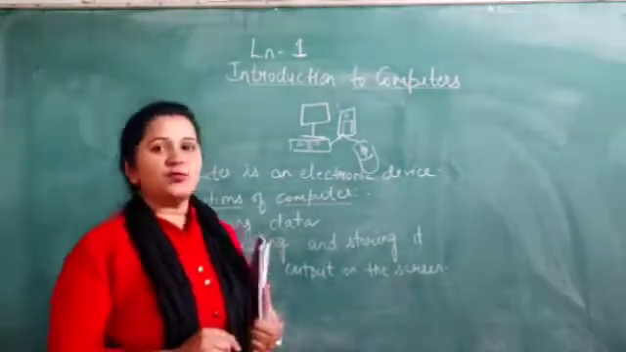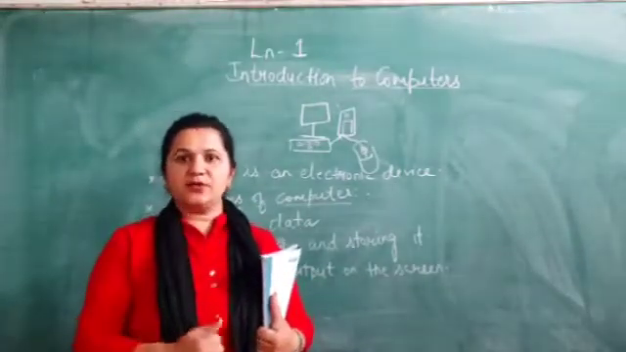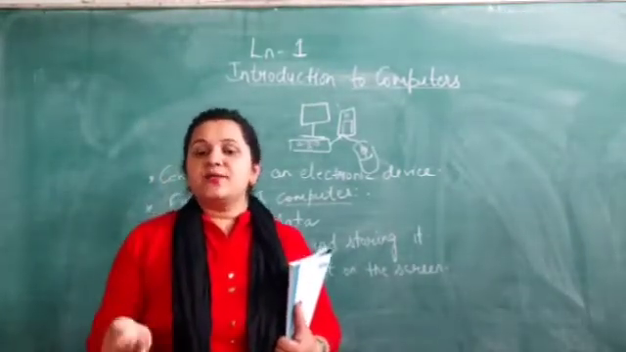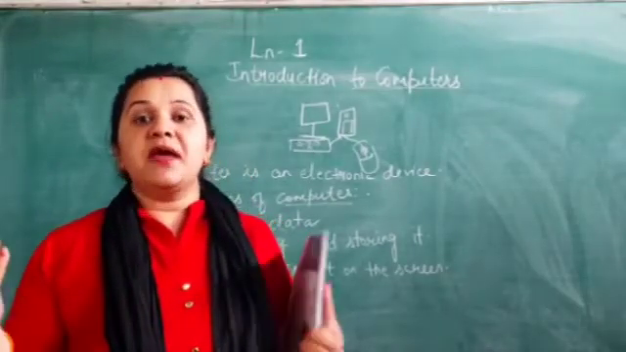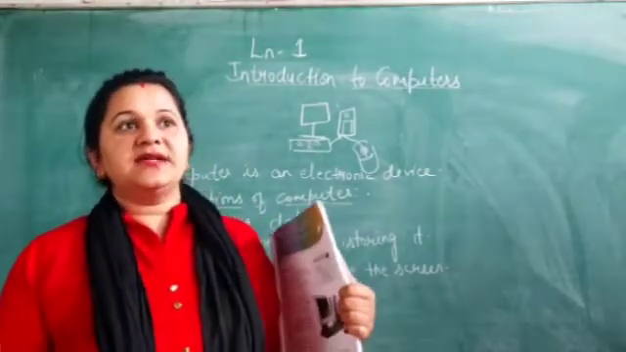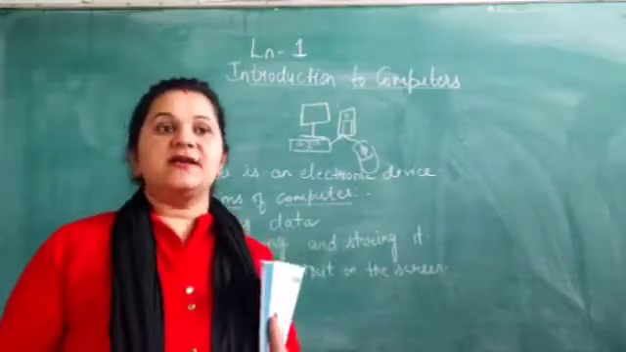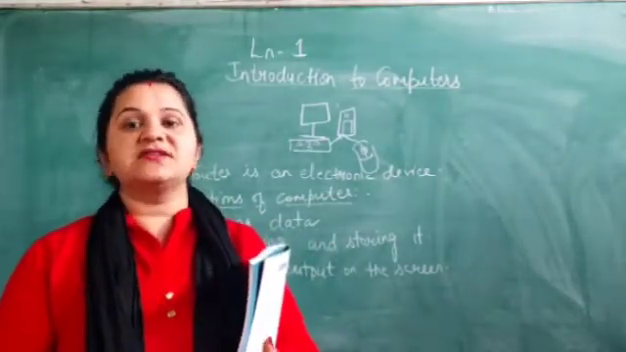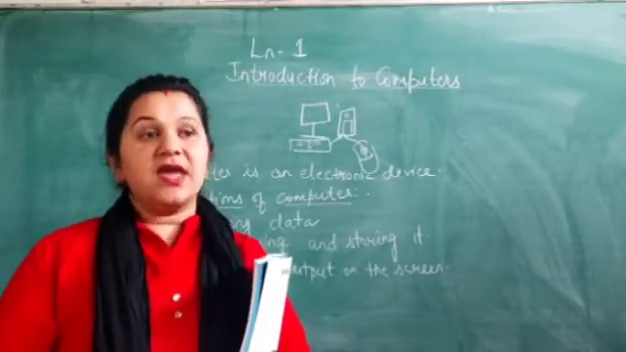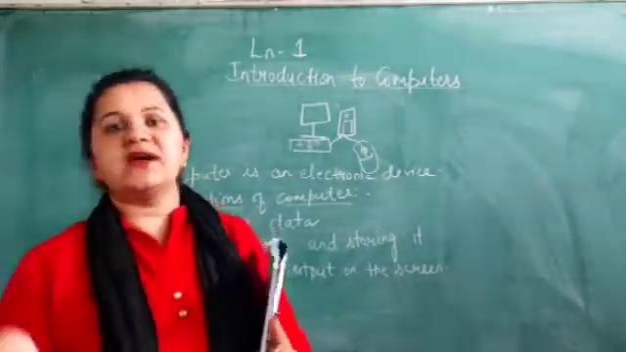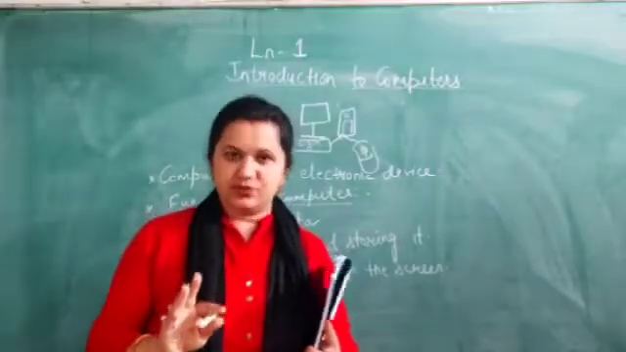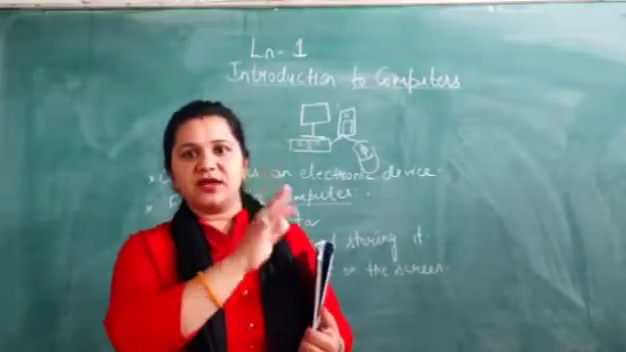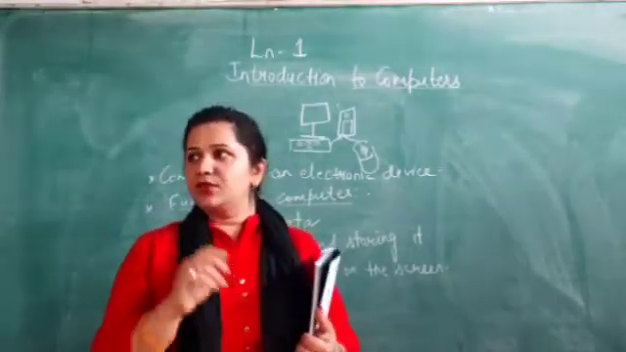Now why did humans make this machine called computer? Because a computer helps us in doing many works. It helps us in many ways: we can watch movies on it, we can play games on it, we can store a lot of information in it, and it works fast. These are some of the basic features of a computer, so that is why humans made a machine called computer.